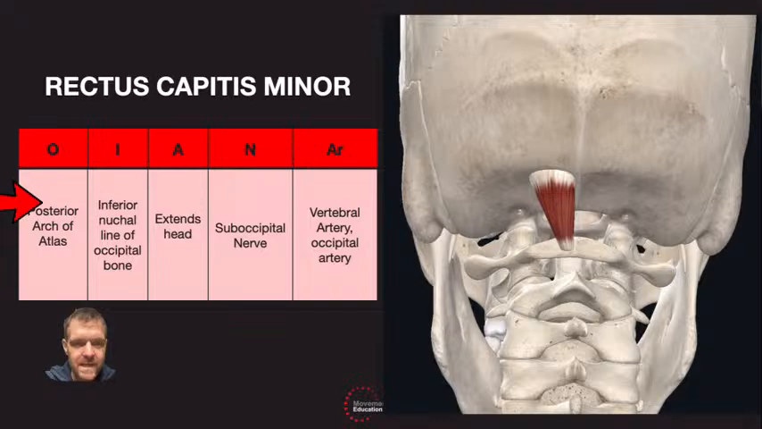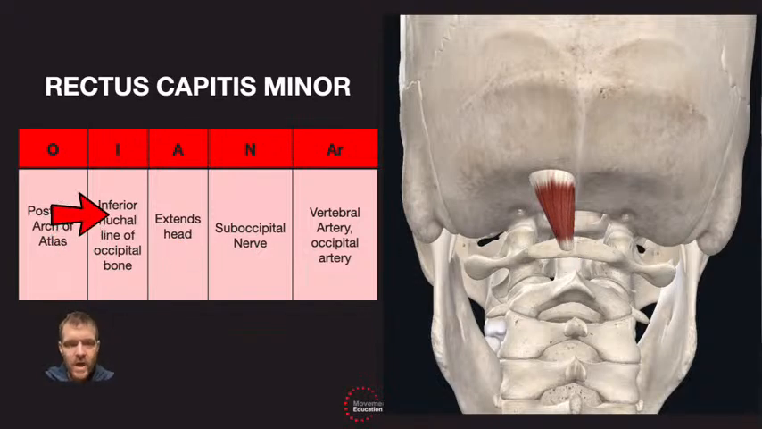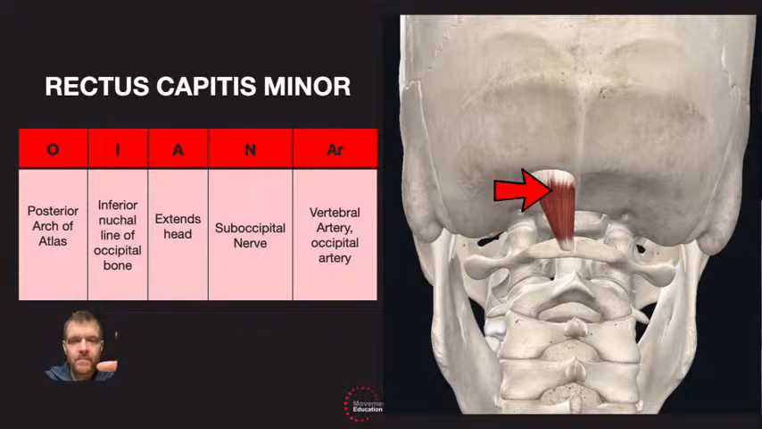It's on the posterior arch of the atlas, this area here, so that's the one that rotates around the peg. And it's on the inferior nuchal line of the occipital bone, underneath where the nuchal ligament attaches. Okay, and what it will do is extend the head, because of the orientation of the fibers, and there are several of these.